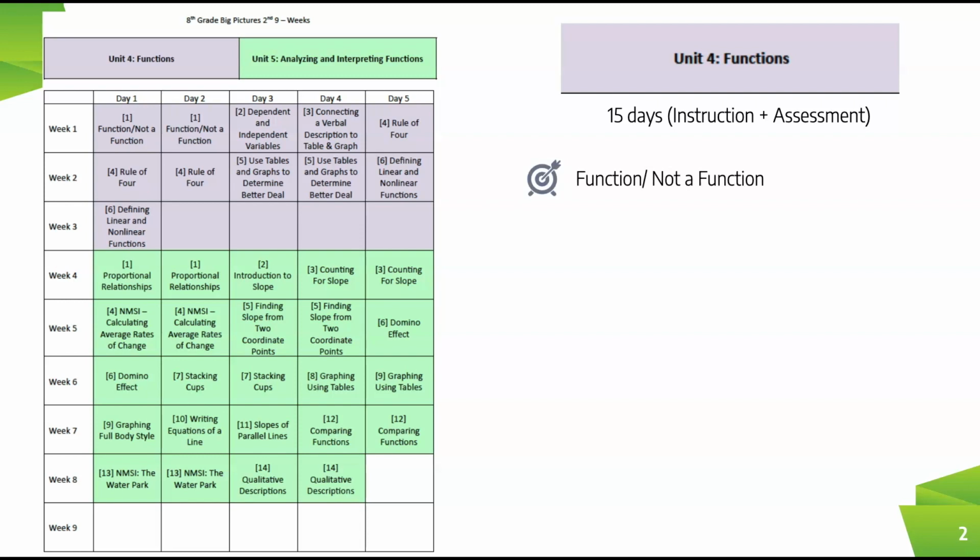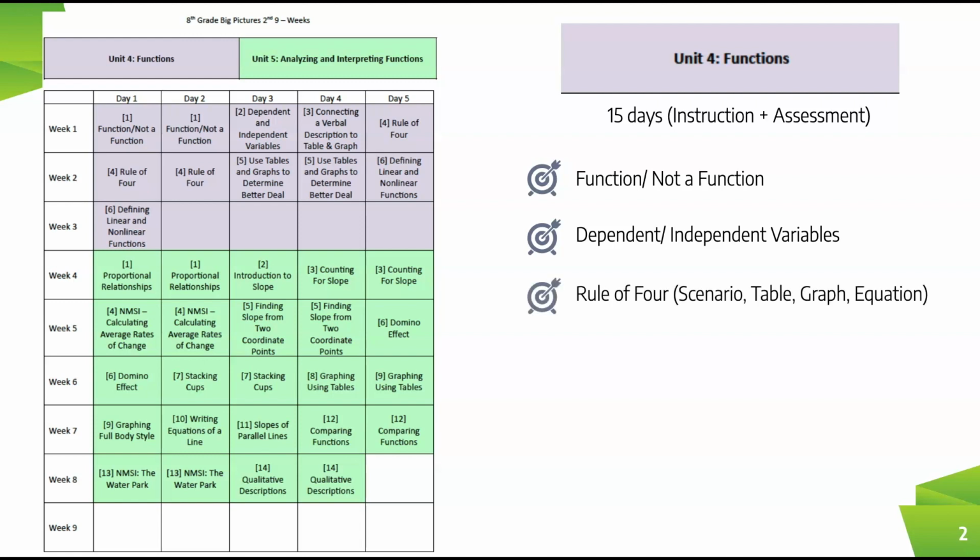The unit opens with lessons on function versus not a function. We then move to dependent-independent variables. This was first introduced in 6th grade and will be reinforced here in this unit. From there, we move to the various representations of rule of 4. We have scenario, table, graph, and equation.